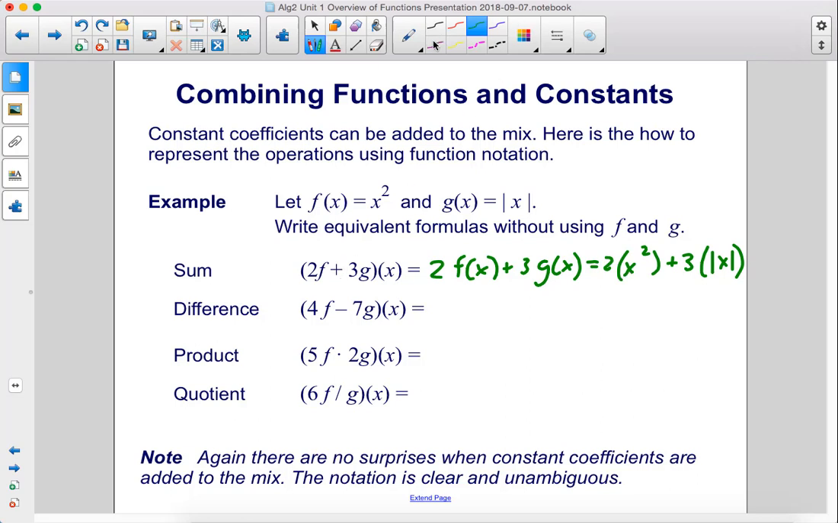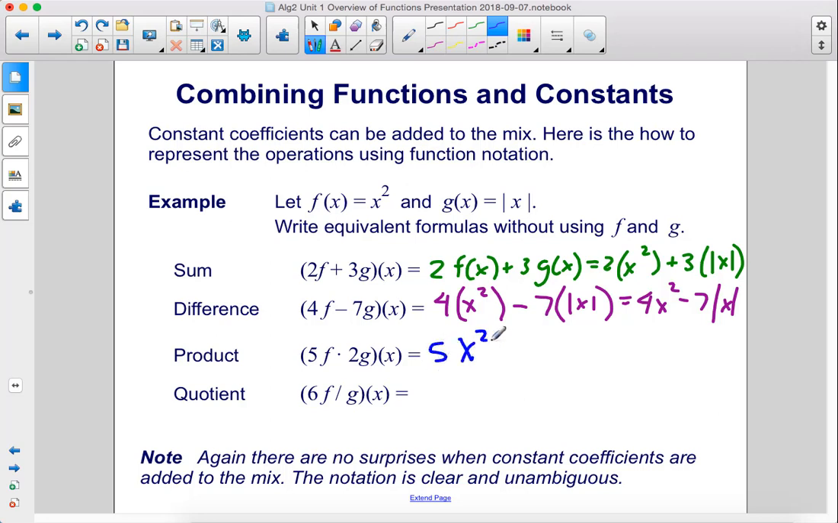All right, for difference, we have 4f minus 7g of x, so 4 times f of x, which is x squared, minus 7 times g of x, which is the absolute value of x. So that's 4x squared minus 7 absolute value of x, like that. All right, product, we have 5f times 2g of x. So 5x squared times 2g, which is 2 times the absolute value of x.